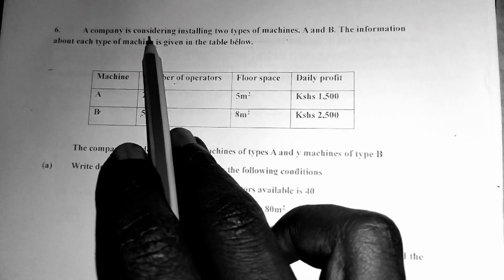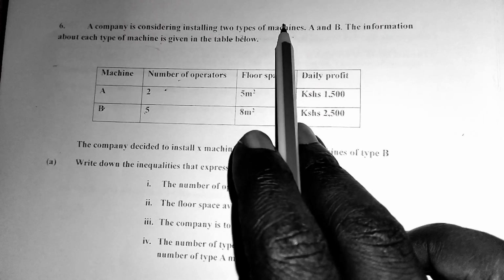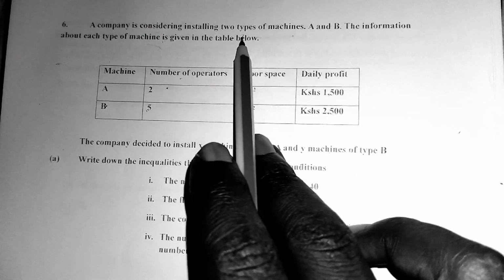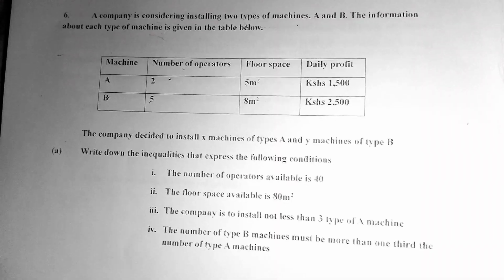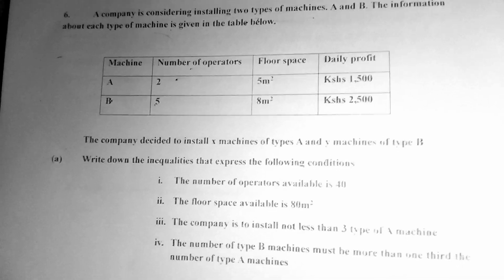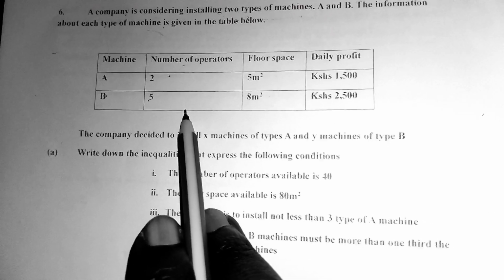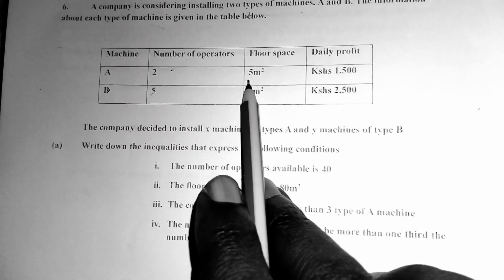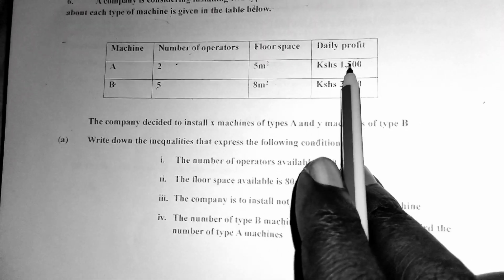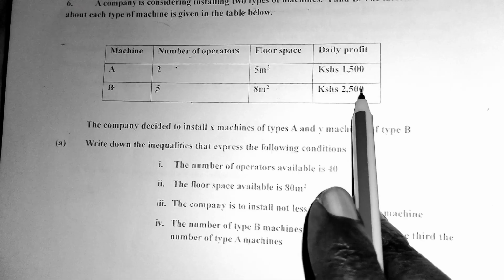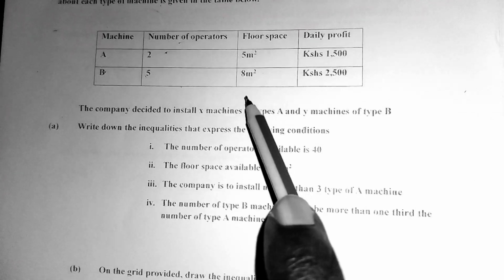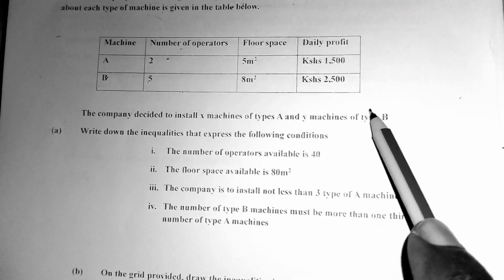We have a company considering installing two types of machines, A and B. The information about each type of machine is given in the table below. Machine A requires 2 operators, and machine B requires 5 operators. The floor space required by machine A is 5, for machine B is 8. Daily profit generated by machine A is 1500 and machine B is 2500. The company decided to install x machines of type A and y machines of type B.